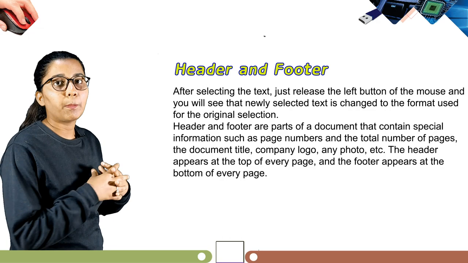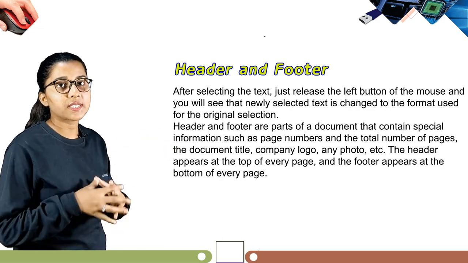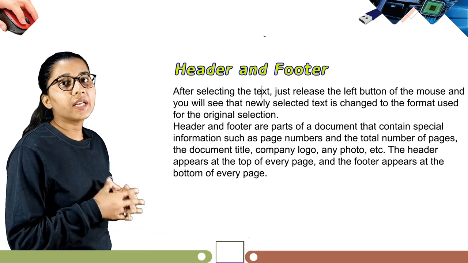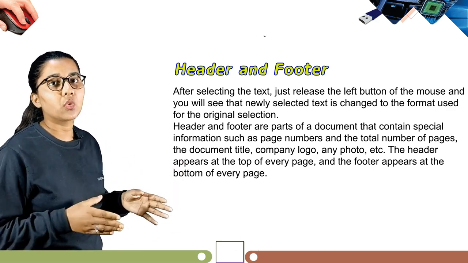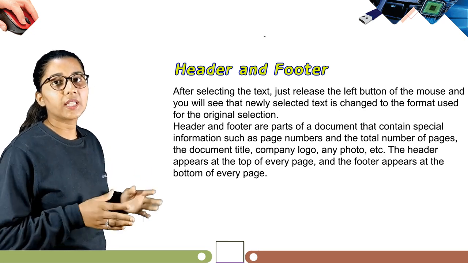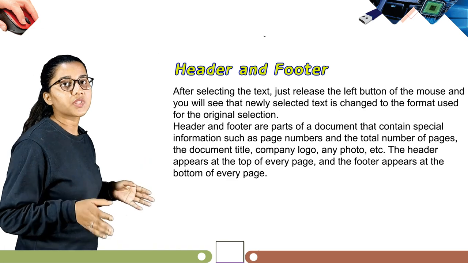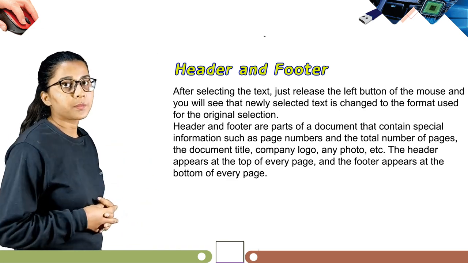Header and footer are parts of document that contain special information such as page number and the total number of pages, the document title, company logo, any photos and etc. The header appears at the top of every page and the footer appears at the bottom of every page.